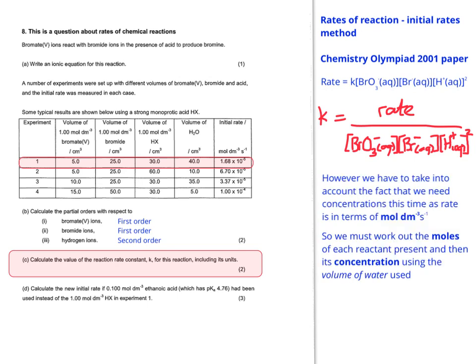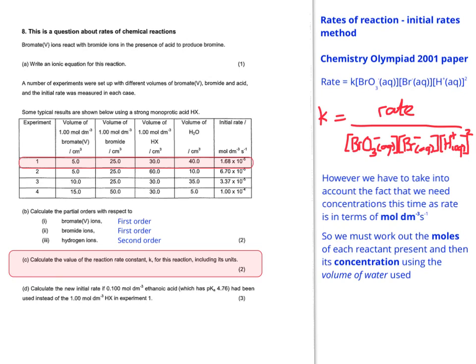Now we've got the rearrangement to get the value of K. The slight problem we have is that rate is in terms of moles per decimeter to the minus 3 second to the minus 1. And in the denominator of that expression, the square brackets mean that all of those values are in concentrations.